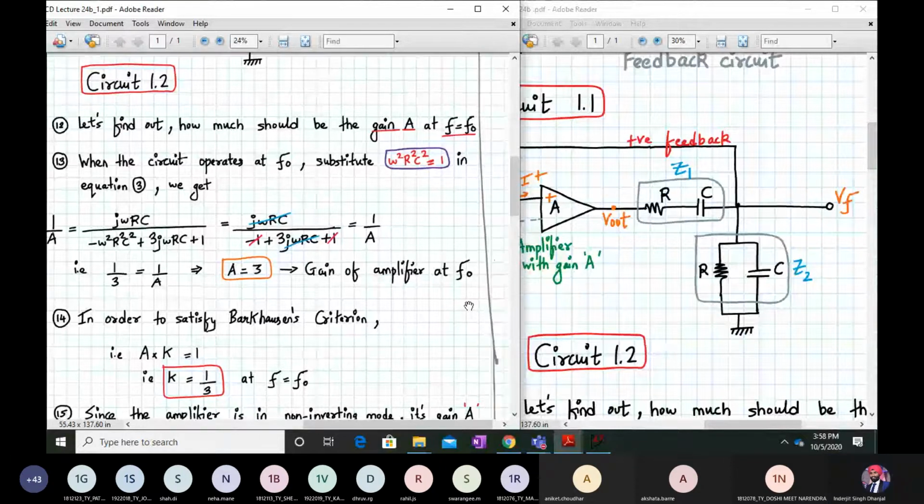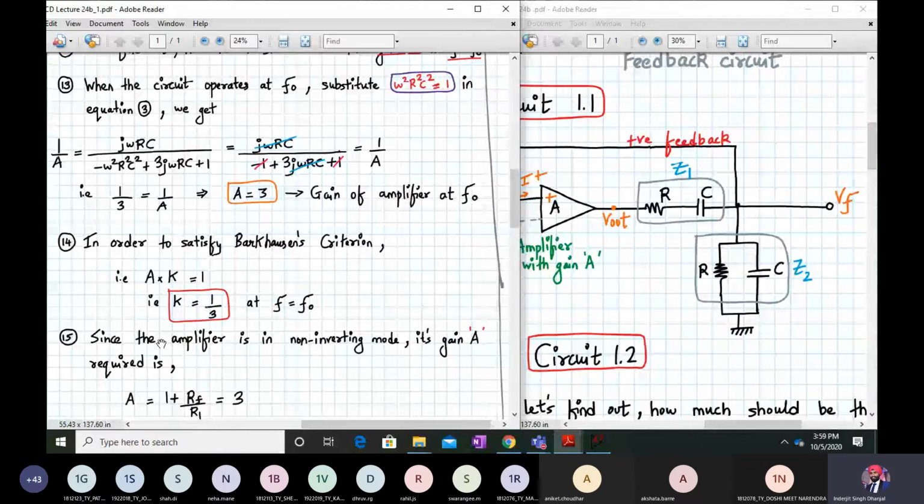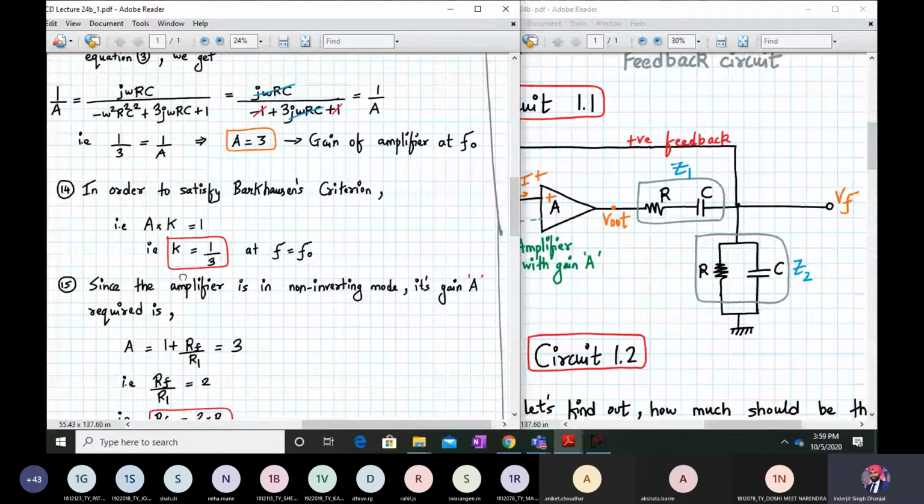Now you remember why we took in the design numerical a as 3? It is actually from the derivation we got that. So the gain of the amplifier in a Wien-Bridge oscillator should be 3. So if the gain is 3, my feedback factor gain should be 1 upon 3, because a into k should be 1. So if a is 3, k has to be 1 by 3. Are you all following? All this is happening at f equal to f0.